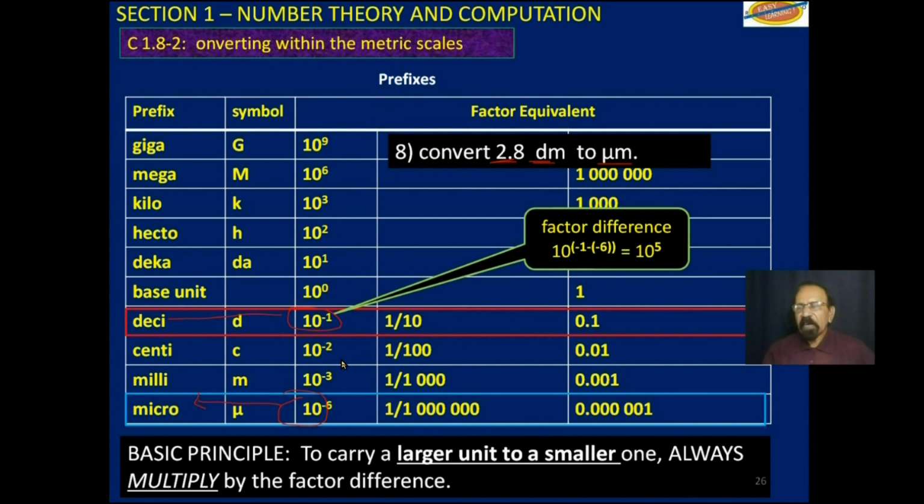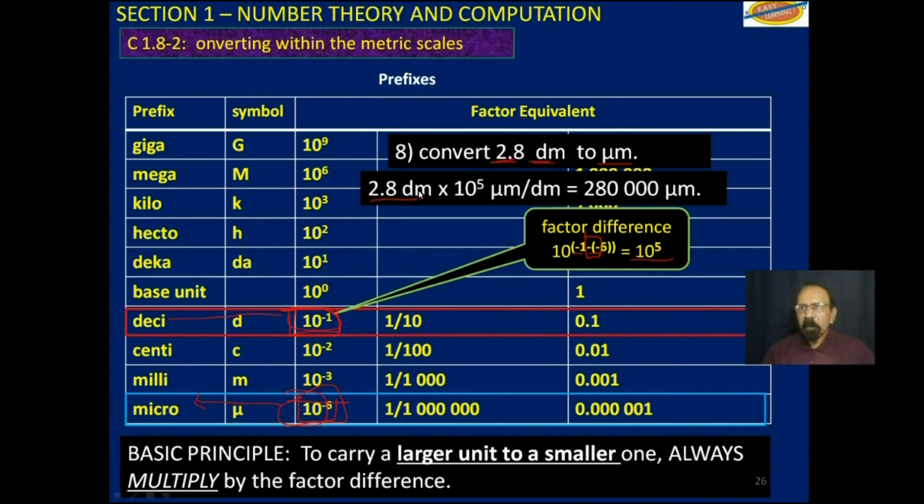So how do you get your factor difference again? You always divide a larger unit by the smaller unit, and since we are dealing with indices, that means subtract them. So 10 to the negative 1 minus a negative 6. Those two minuses would give us a plus. So you get negative 1 plus 6, and you get plus 5. So our factor is 10 to the 5th power.